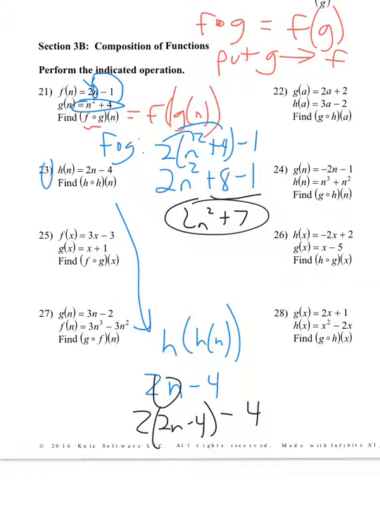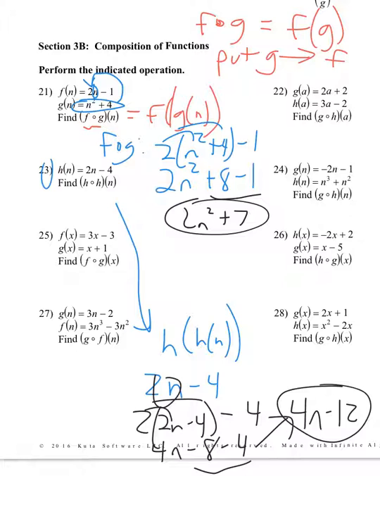So if I put 2n minus 4 in there and I distribute, I'll get 4n minus 8 minus 4. I can combine like terms. So that's 4n minus 12, and we don't want to factor out the 4, just leave it in non-factored form. So that's h of h, and sometimes what you're doing is putting a function into itself. Key thing is, when you have two different functions with different letters, take the right one into the left one. Don't do them backwards.